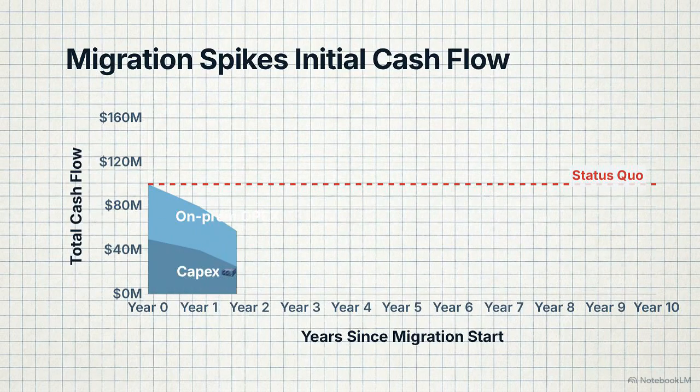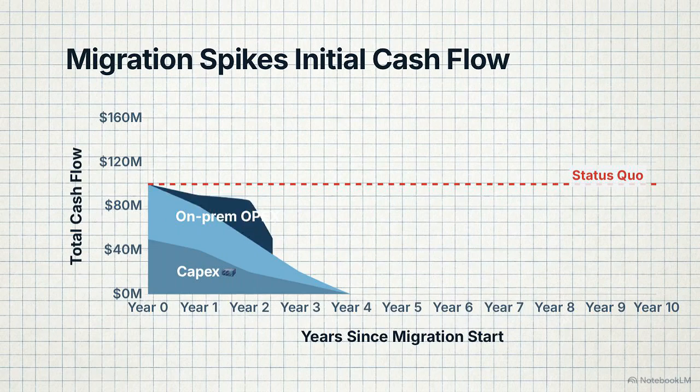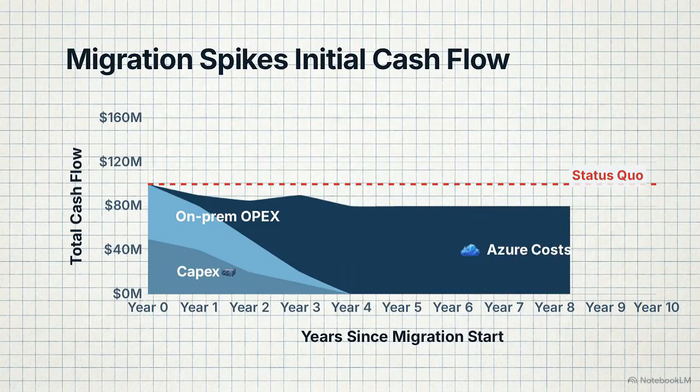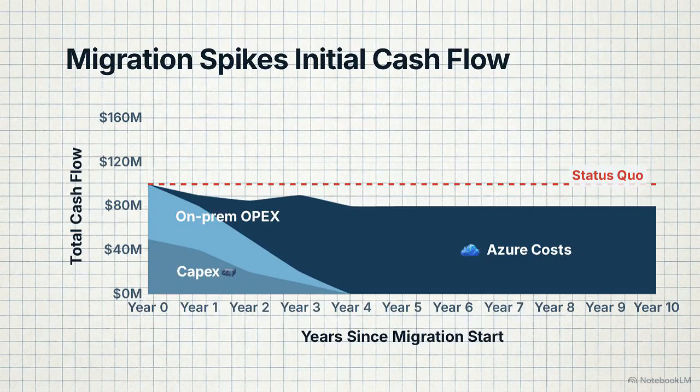Once migration begins, the financial structure shifts immediately. The organization stops purchasing physical servers, leading to a steady decline in capital expenditures and on-premises operating costs from year 0 to year 3. As those legacy costs shrink, a new expense appears. The organization begins paying subscription-based operational expenditures for the new cloud platform, shown here in dark blue.